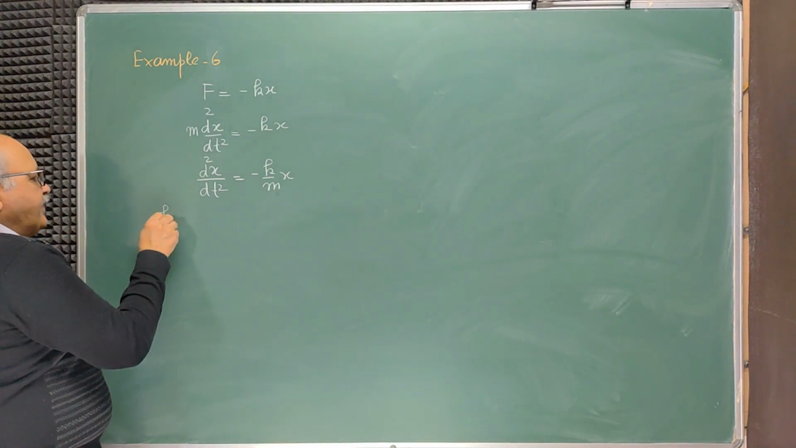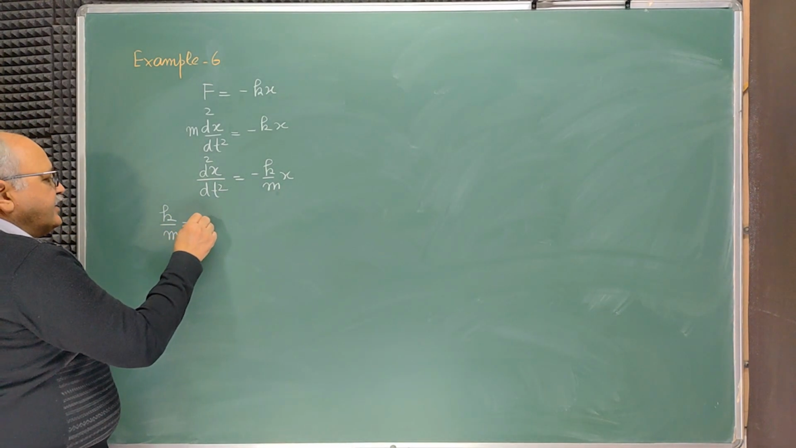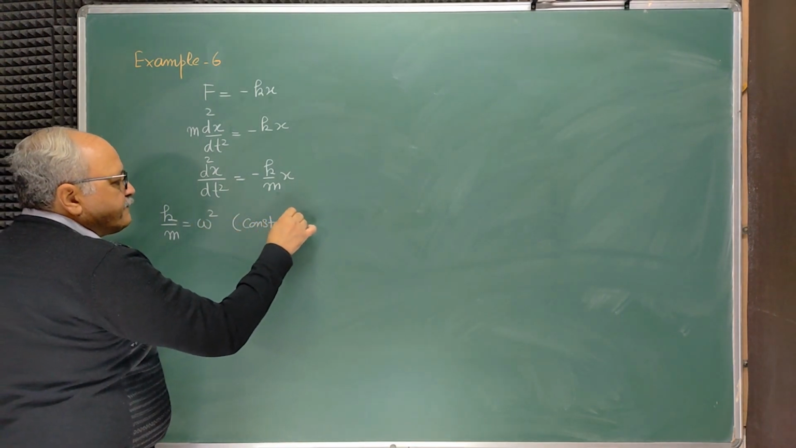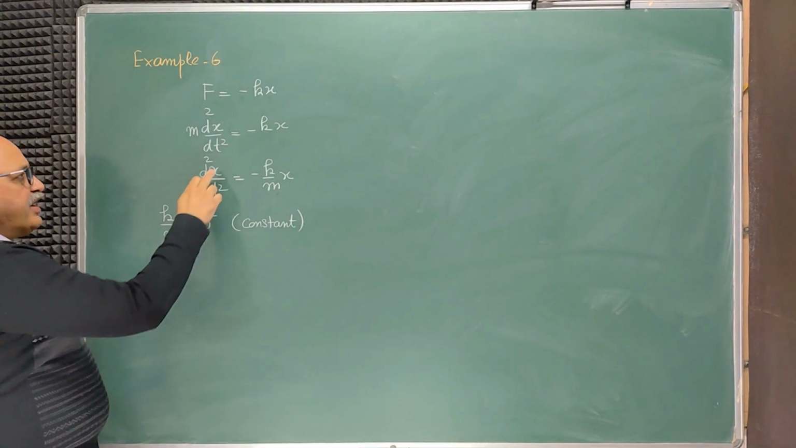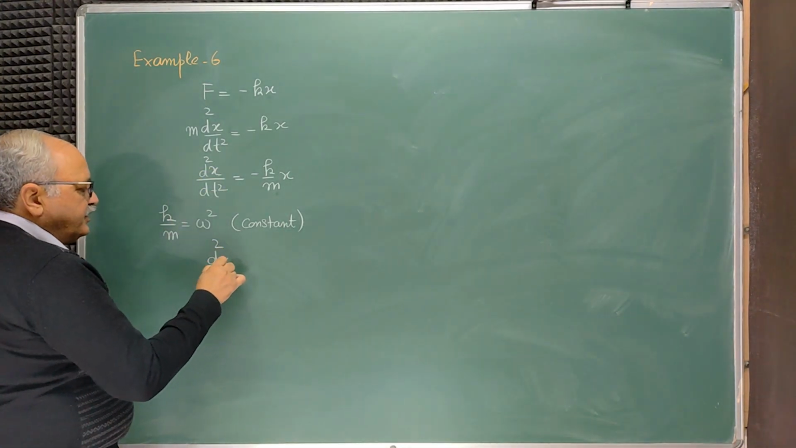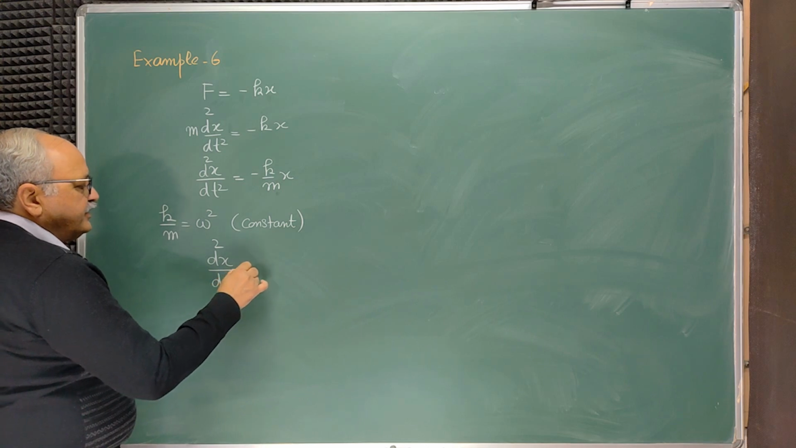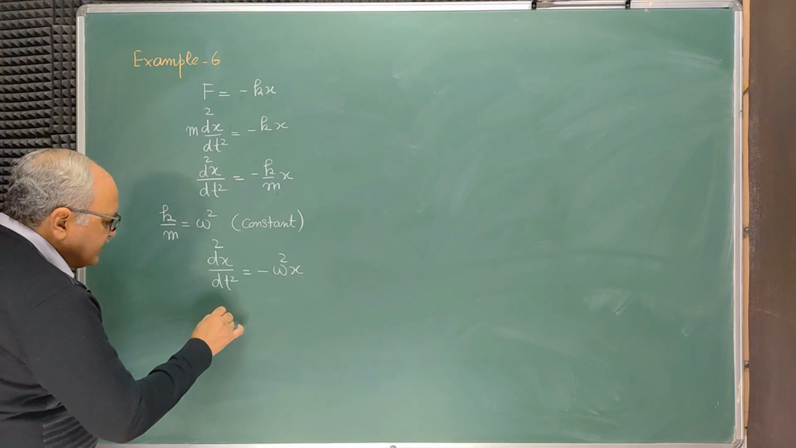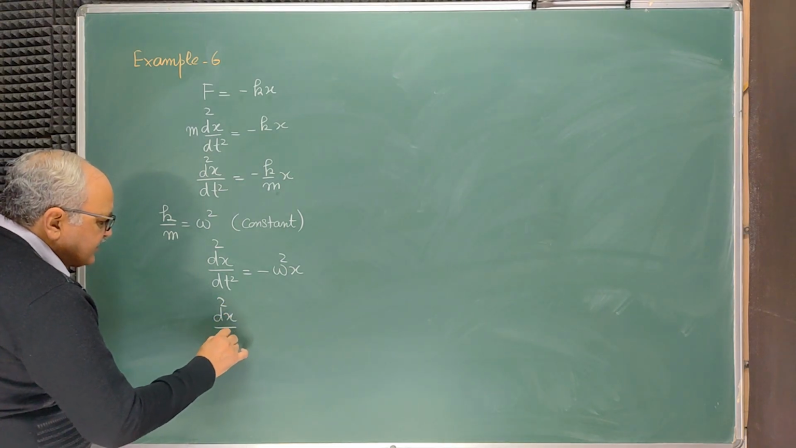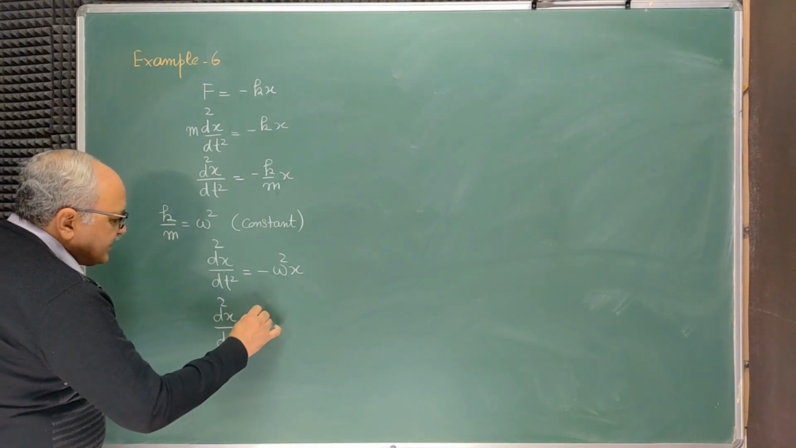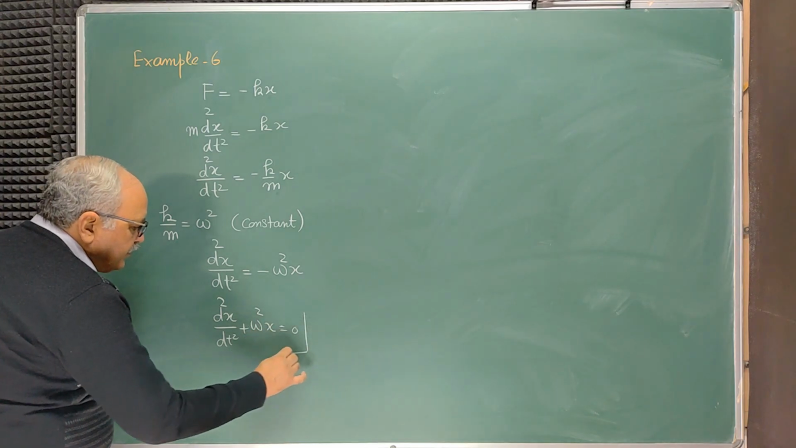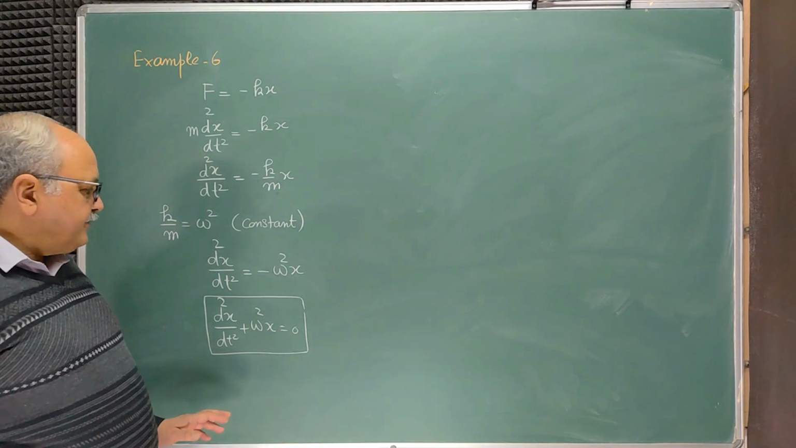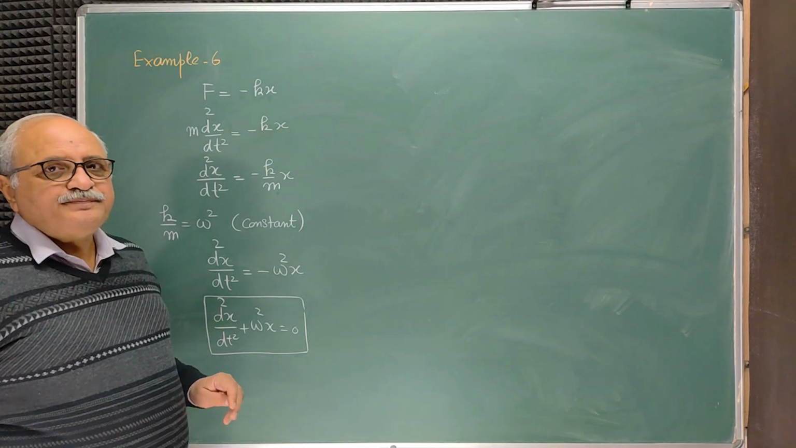Since k and m are constant, we are taking k by m as omega square, which is also taken as constant. So we have a differential equation d square x over dt square is equal to minus omega square x, or we can write this as d square x over dt square plus omega square x equals 0. So this is the differential equation for simple harmonic oscillator. We have to solve it.